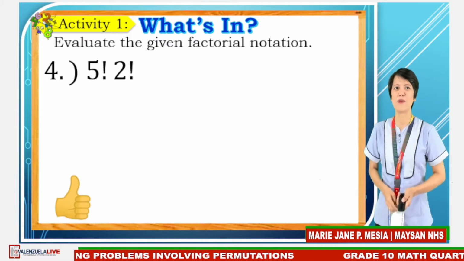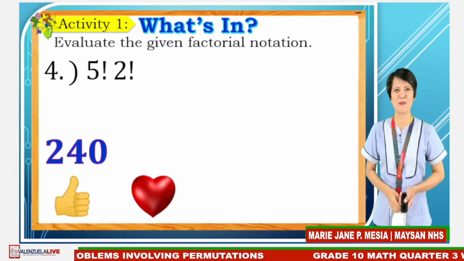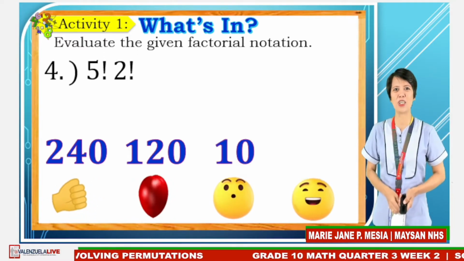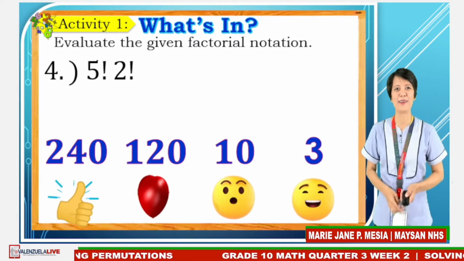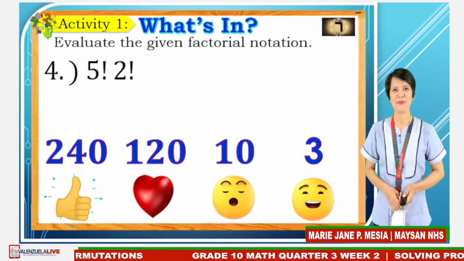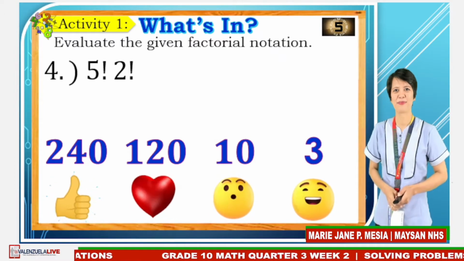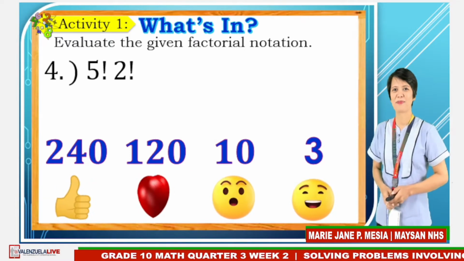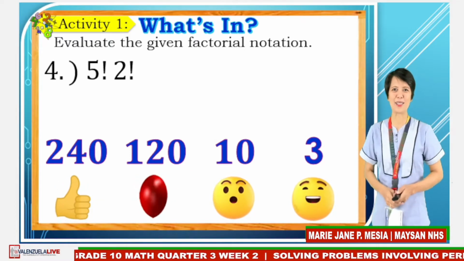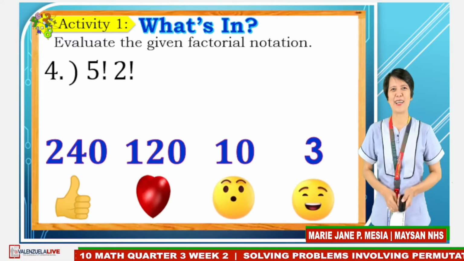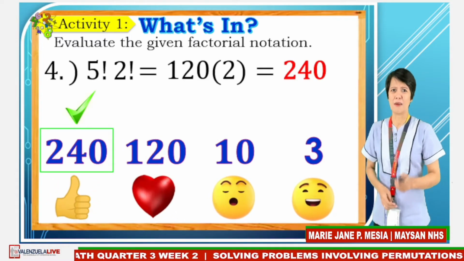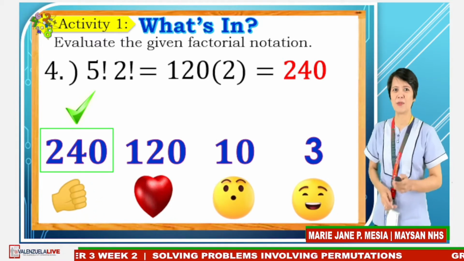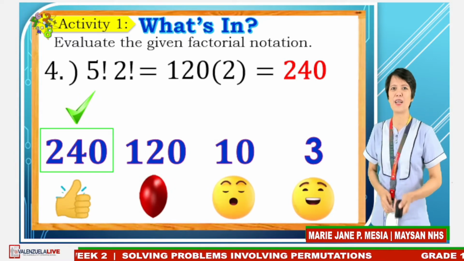Number 4, 5 factorial times 2 factorial. In like emoji, we have 240. In heart emoji, we have 120. In wow emoji, we have 10. In haha emoji, we have 3. Okay, set the timer now. Okay, time's up. What is your answer? Amazing, you got it right, it's like emoji. The value of 5 factorial is 120 and 2 factorial is 2. Get the product of the two, the result is 240.